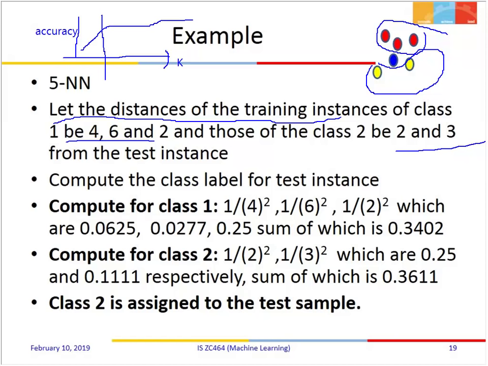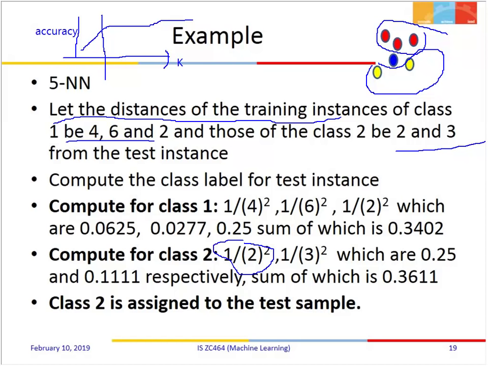So there was a question regarding class 2 performance, right? So why is class 2 assigned to the test sample? Because its distances in totality are lesser. 1 by 2 square plus 1 by 3 square is coming out to be 0.25 and 0.1111, which is summing to 0.3611.